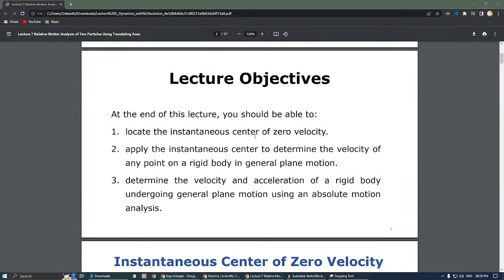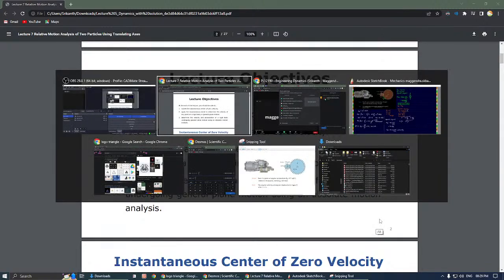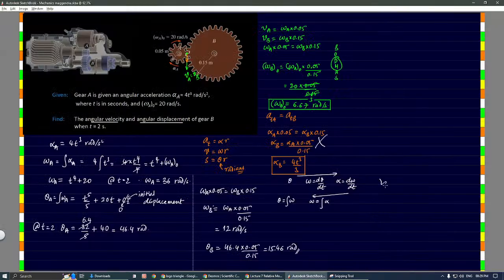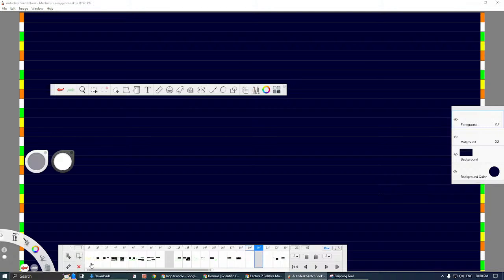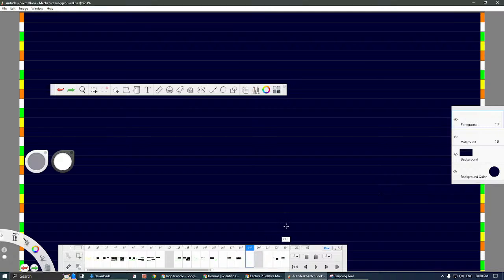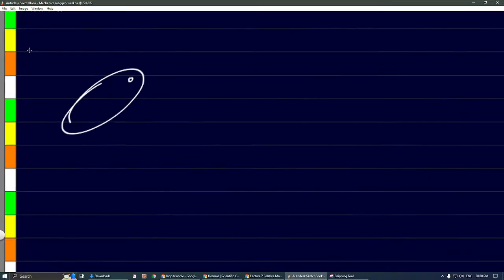Instant means at a particular fixed instant. That's what it means. So suppose an object is there, and at some point this point is moving this side, and this point is moving.